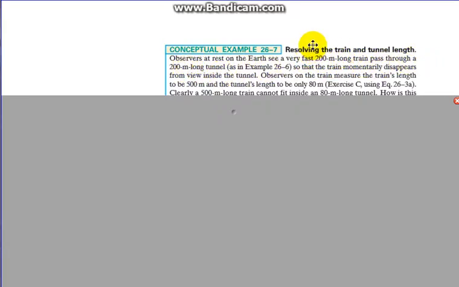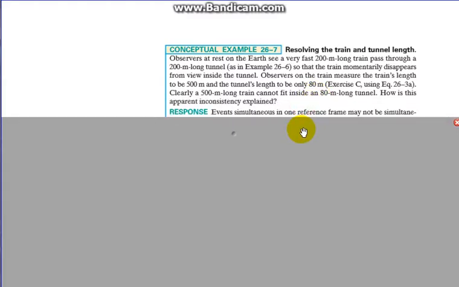So even though the train was 500 meters, people on Earth at rest see that train contracting down to 200 and fitting exactly in that tunnel. So the train momentarily disappears from view inside the tunnel. Observers on the train measure the train's length to be 500 though, because according to them they're at rest and it's the tunnel moving by them, and they see it to be 80 meters long. So clearly a 500 meter long train can't fit inside the 80 meter long tunnel.